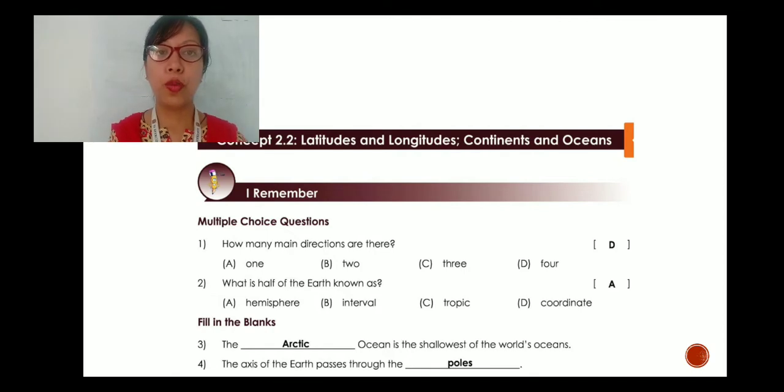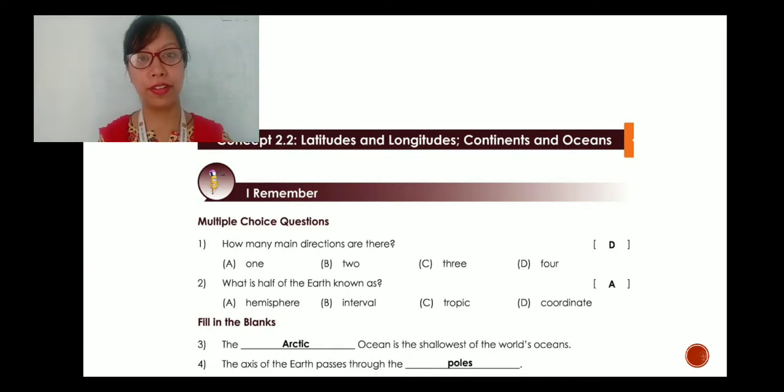Next, number 2. What is half of the earth known as? When longitudes and latitudes divide the halves, we call it a hemisphere, right? The options are already given there: hemisphere, interval, tropic and coordinate. So the answer is A, hemisphere.